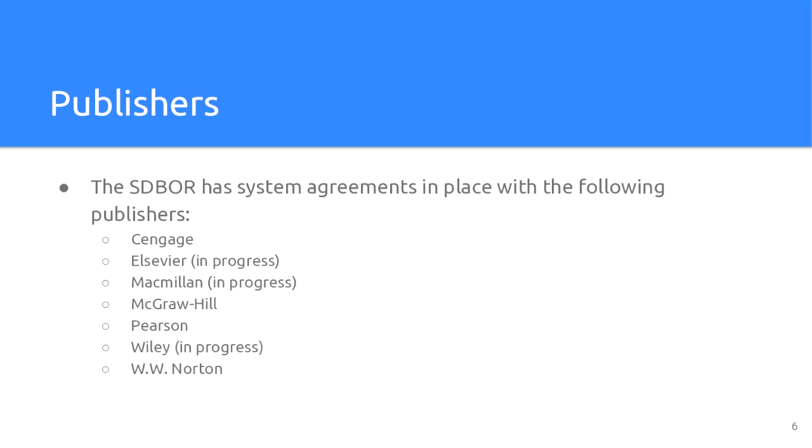We have 6 now, 7 now. So if your publisher is not there, let us know. We bring it to the committee, and they see if other institutions are interested in that. If we have more than 2 institutions, then we do a system agreement and get that into place.